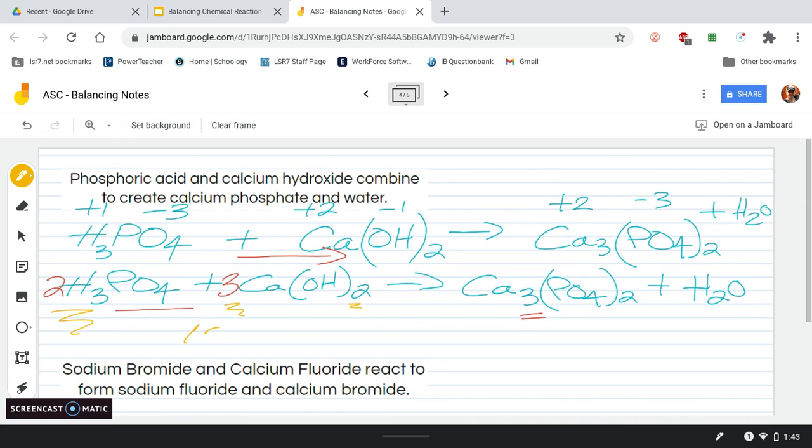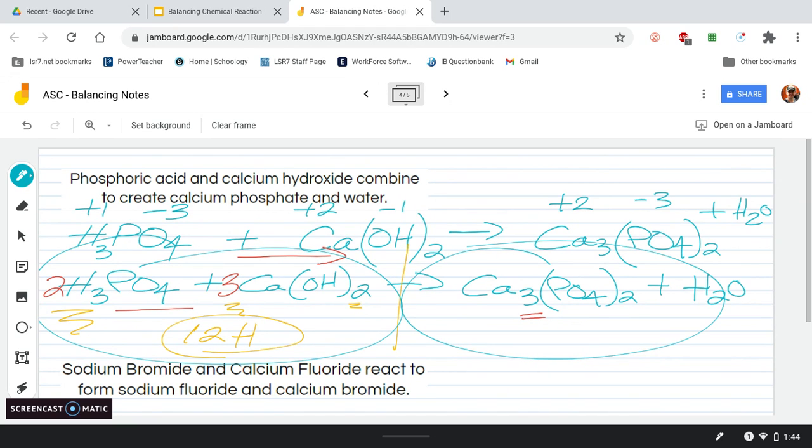So there's actually 12 hydrogens on this side. And that's one thing that students have to recognize, is that everything adds up. So it's like everything over here versus everything over there. So it's not just where they're at. If they're in 2 places on the same side of the arrow, they combine. So we got 12 H's over here.